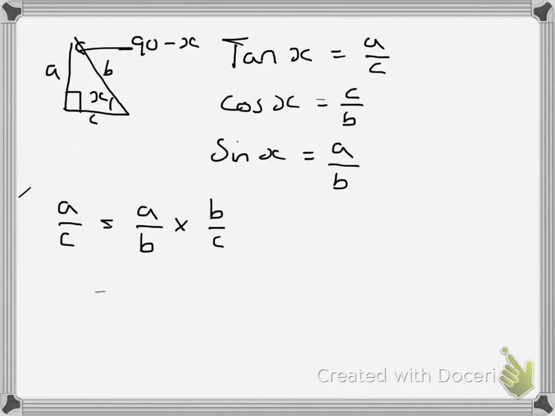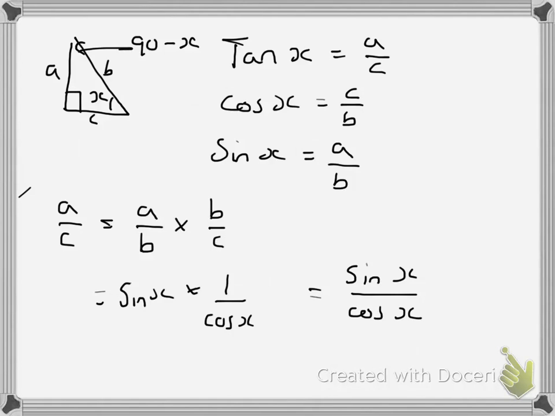Think back to when we did rates of change and related rates of change. The same idea applies. Where do those come from? Well, A over B, we've just said, is sin x. B over C is cos x, but inverted, so 1 over cos x. So therefore, A over C is equal to sin x divided by cos x. That gives us the identity of tan x, which was A over C, is equal to sin x divided by cos x. And that's our second identity.